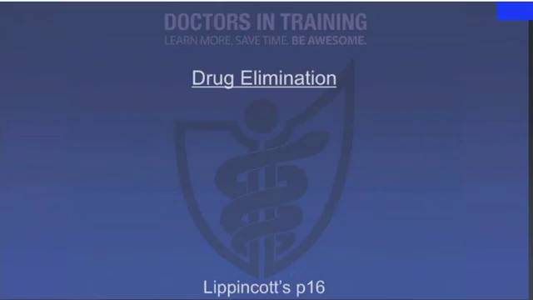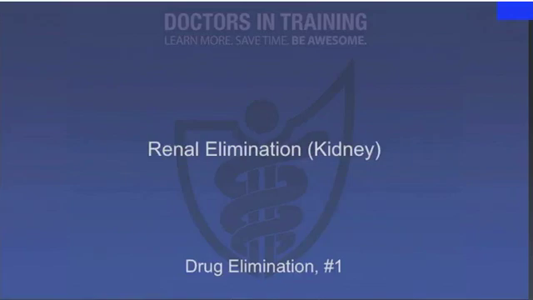We've got the drug administered into the system, we've got it absorbed from the GI tract, we've got it distributed throughout the system, and we've got it metabolized. So now we need to get it completely eliminated from the body. So we're going to talk about drug elimination. Now there are numerous routes of drug elimination, but the most important one is renal elimination, or through the kidneys. Drugs are excreted in the urine very often.